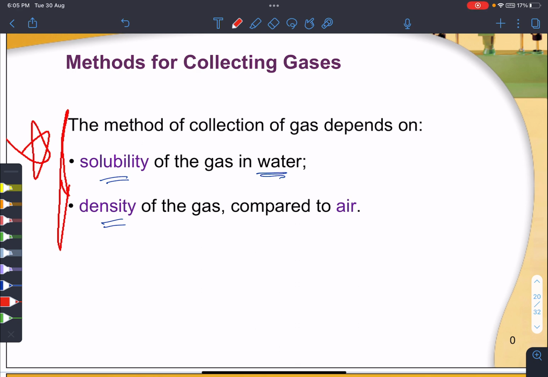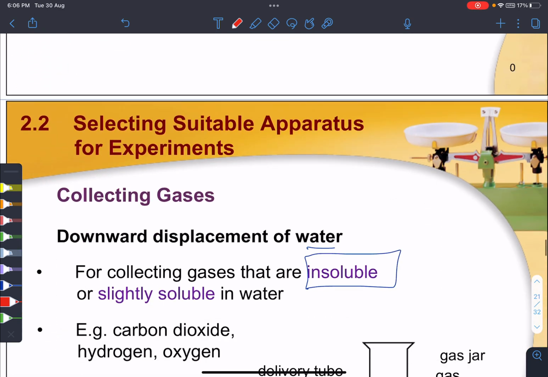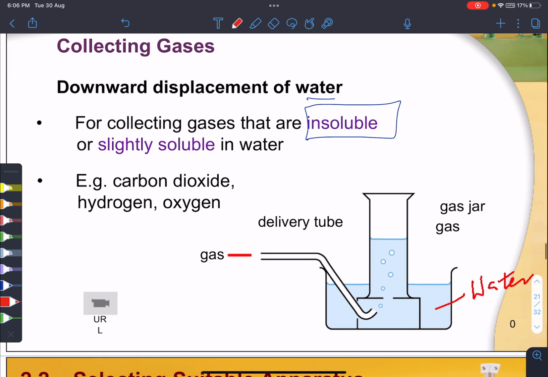Oh, cool. So, to know which method can be used, you need to know whether the gas is soluble in water. You also need to know the density of the gas compared to air. So let's take a look. First method. Downward displacement of water, as the diagram shows.